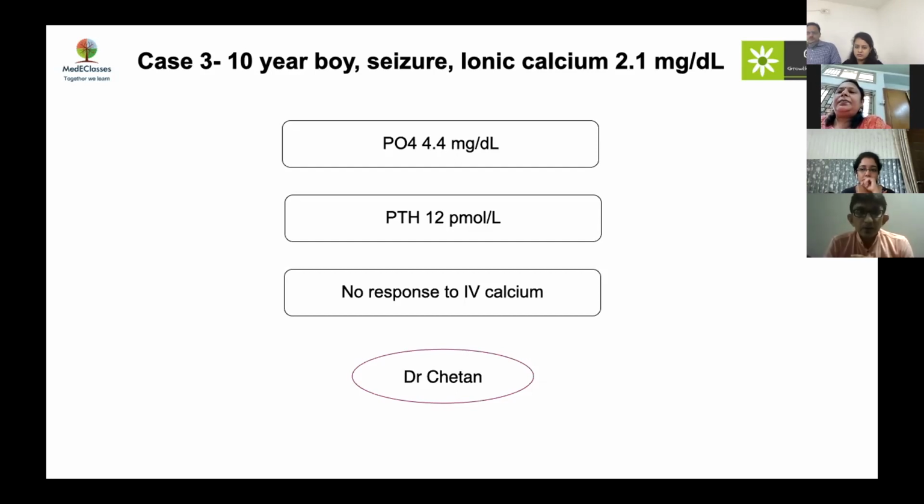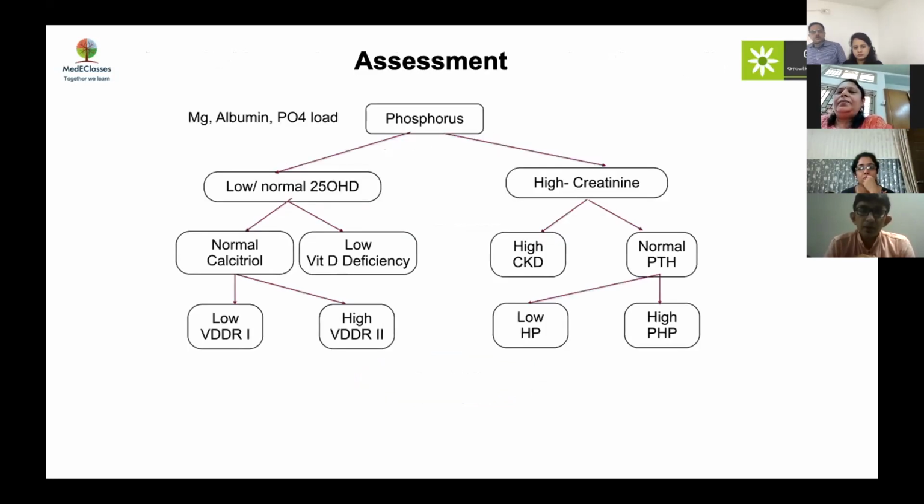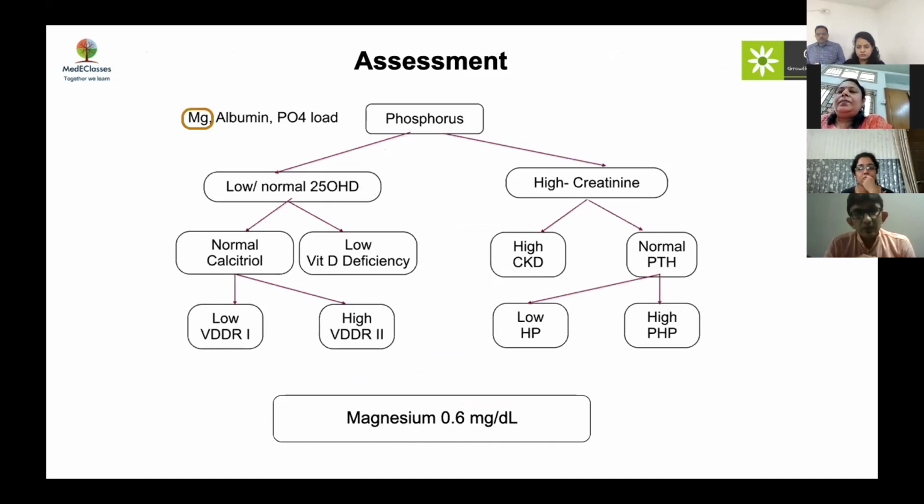So, despite giving IV calcium properly, that is 1 to 2 ml per kg bolus over 15 to 20 minutes with cardiac monitoring, if there is still no response and seizures are continuing, then definitely we should think in terms of magnesium. As we know, magnesium is responsible for the release of PTH. So despite giving calcium appropriately, if seizures are continuing, then we should send a magnesium level, and we can also give magnesium IM, 0.2 ml per kg of 50% magnesium sulfate.